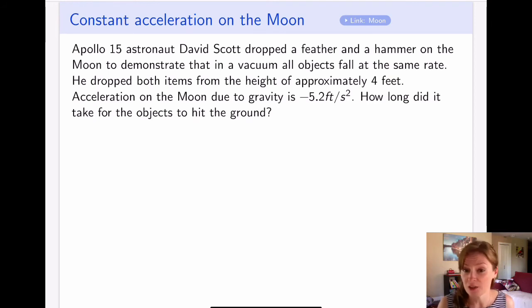So first, let's take a look at the video of how David Scott drops a feather and a hammer on the surface of the moon. In my left hand, I have a feather. In my right hand, a hammer.